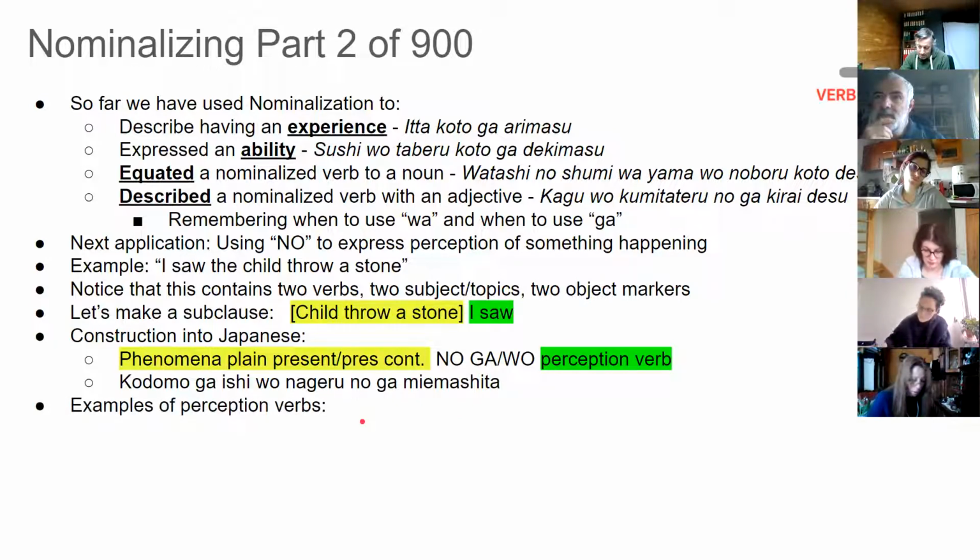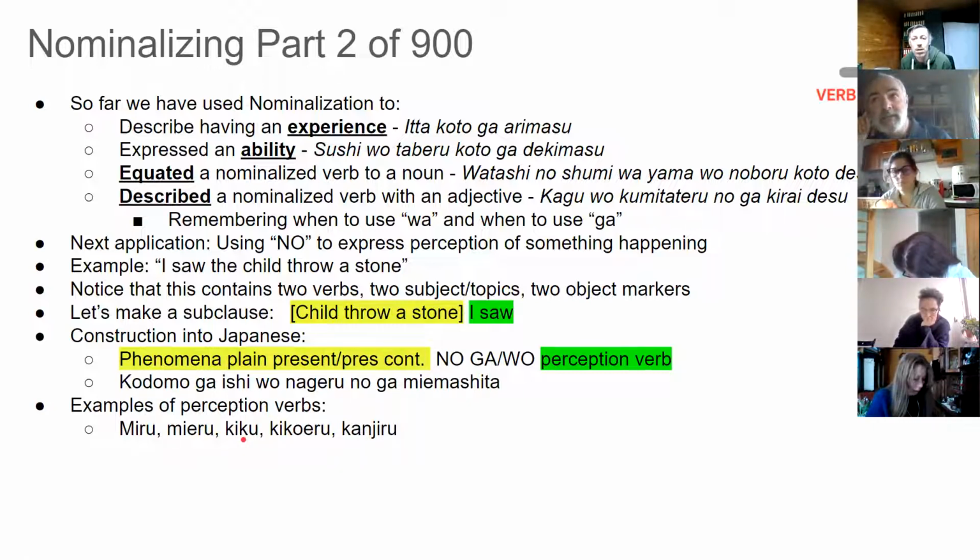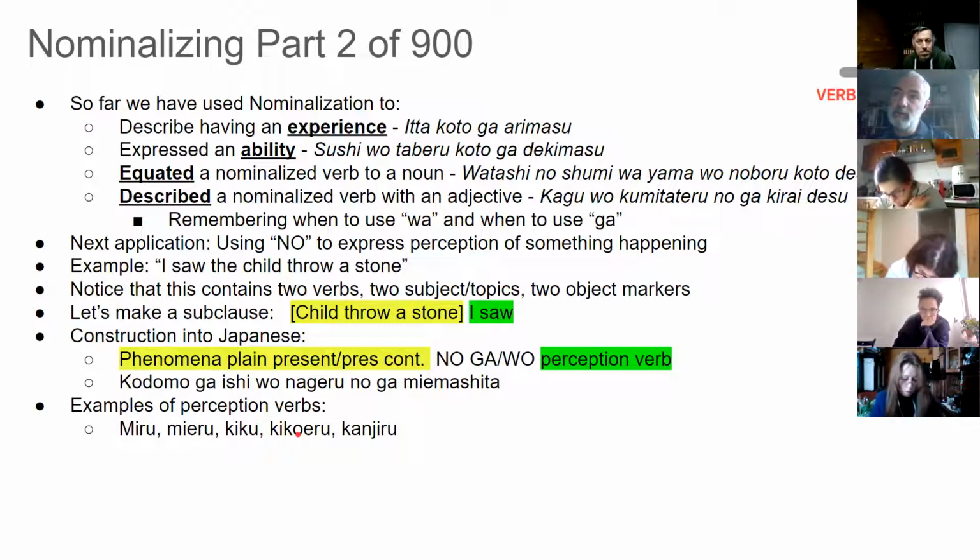When to use ga, when to use o. So we've got these perception verbs: miru, which actually means to watch rather than to see. Mieru, this means to see. Kiku, to listen to, or to hear human voices and understand what they're saying. Kikoeru, to hear noise, not human conversation. And kanjiru, to feel. Of course, you've got other senses as well, like smell and taste, but it's quite unusual to smell somebody throwing a stone.